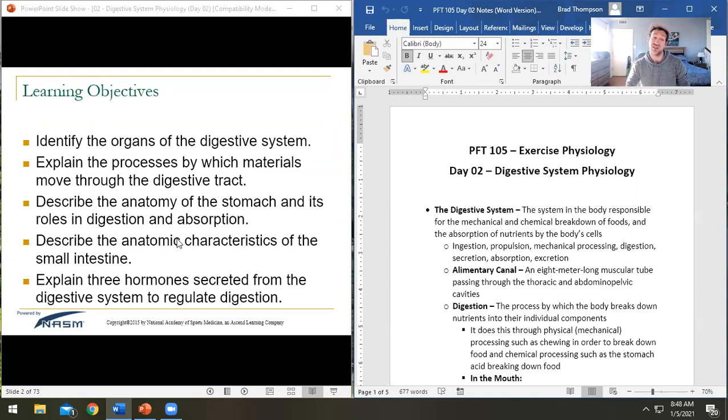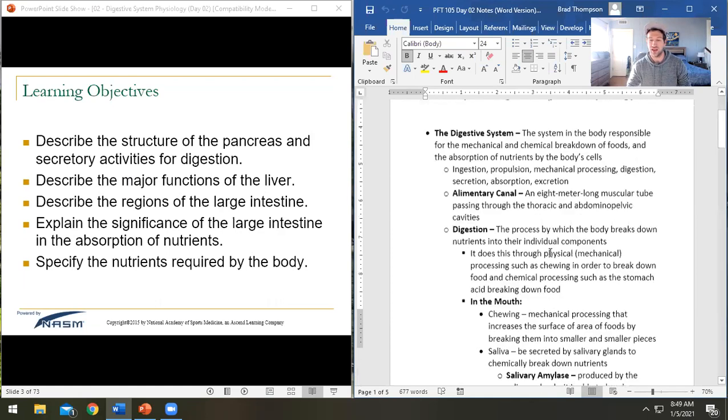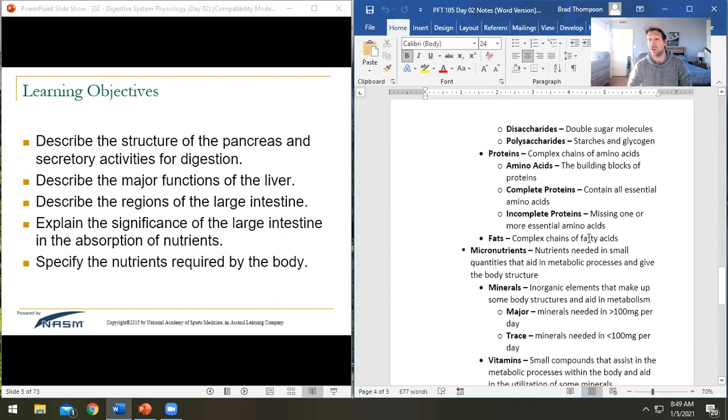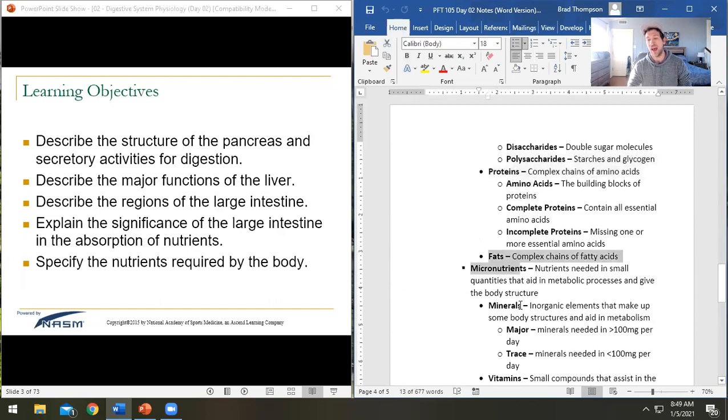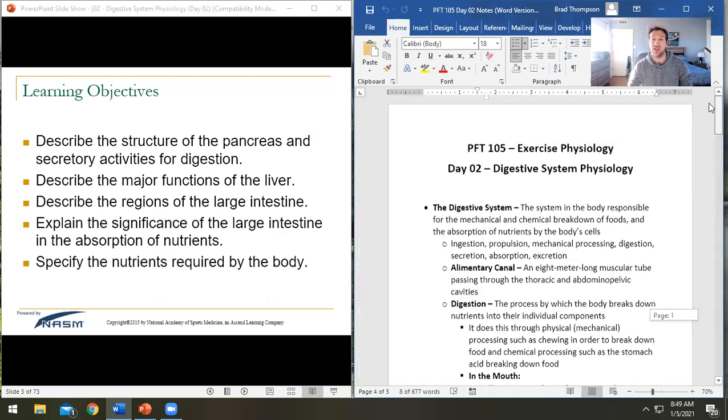the anatomic characteristics of the small intestine, and a few of the hormones that are related to allowing digestion to happen. We'll talk a little bit about the pancreas, the liver, and your large intestine and what their roles are, and then how these specific nutrients actually behave in the body, which is sort of the most important part. And that's actually what we'll get to at the very end. We'll be talking a little bit about our macronutrients and our micronutrients, proteins, fats, vitamins, minerals, and all that fun stuff. And then the most important of all, we'll talk a little bit about water.